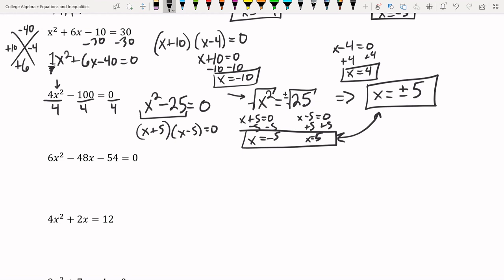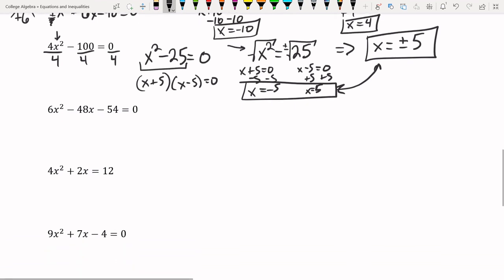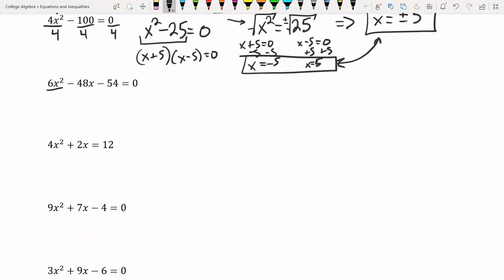All right, this next one, I can take a 6 out of everything. So I'm going to divide everything by 6. And I get x squared minus 8x minus 9 equals 0. And use the AC method here. A times c is negative 9, b is negative 8. I get negative 9 and positive 1, I believe. They multiply to give negative 9, add to give negative 8.